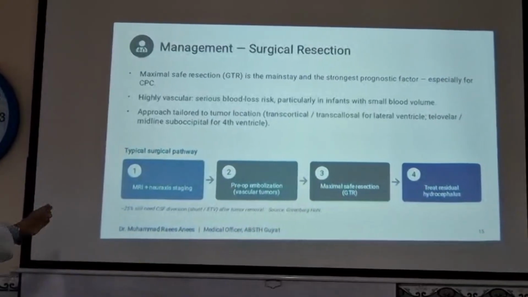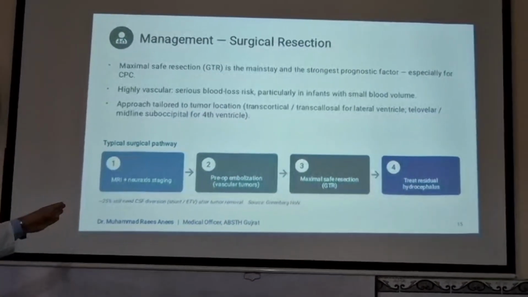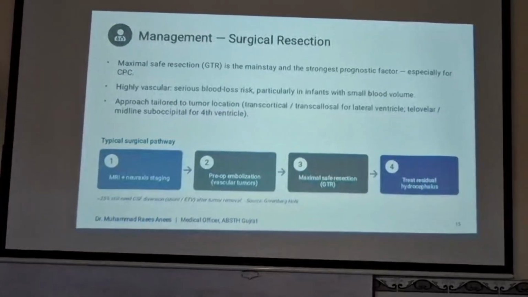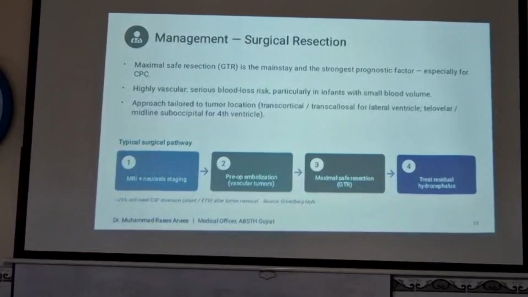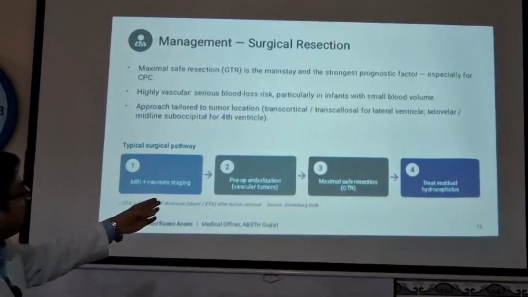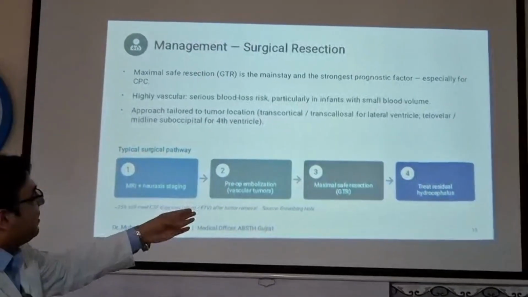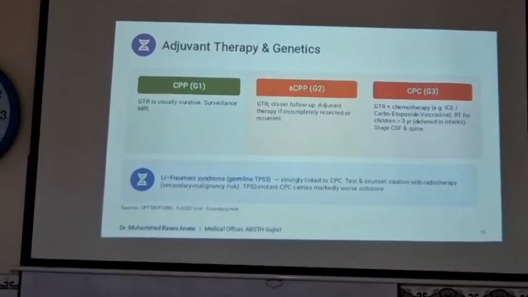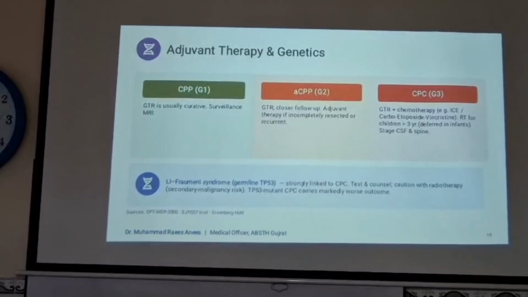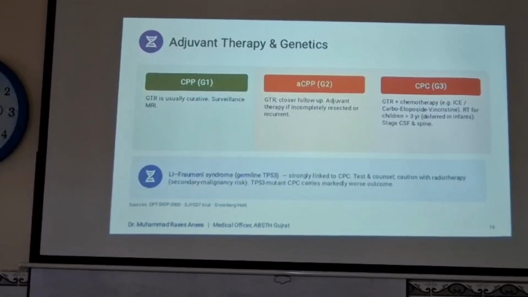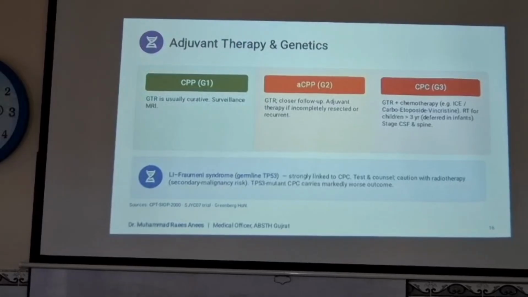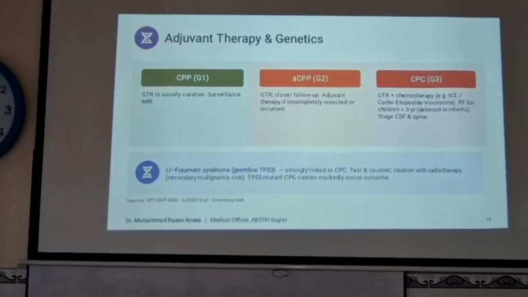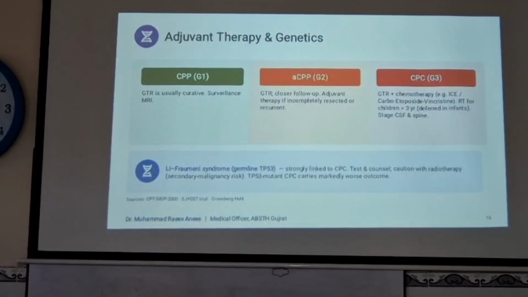The typical surgical pathway includes MRI with neuraxis staging. Then we go for pre-op embolization to shrink the tumor, targeting the anterior choroidal artery vessels, and then maximum safe resection, and treat residual hydrocephalus with EVD or shunting. For adjuvant therapy, in a case of choroid plexus papilloma, gross total resection is usually curative. Surveillance MRI is required at the 3rd month, 6th month, and 1 year.